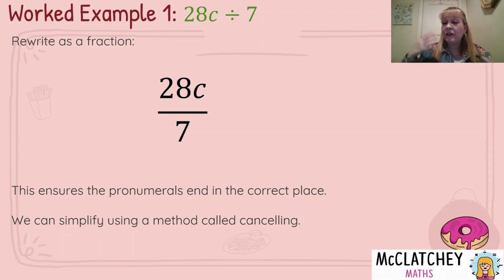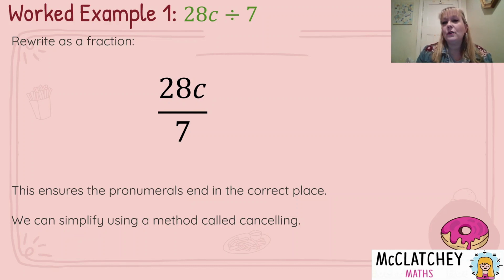that we can simplify this fraction doing something called cancelling. Your teacher's probably done a bit of this where they've crossed things out, and you might be wondering, why are we crossing things out? It gets really messy. I'm going to explain that to you in a moment. So it's a method called cancelling that simplifies the fraction.